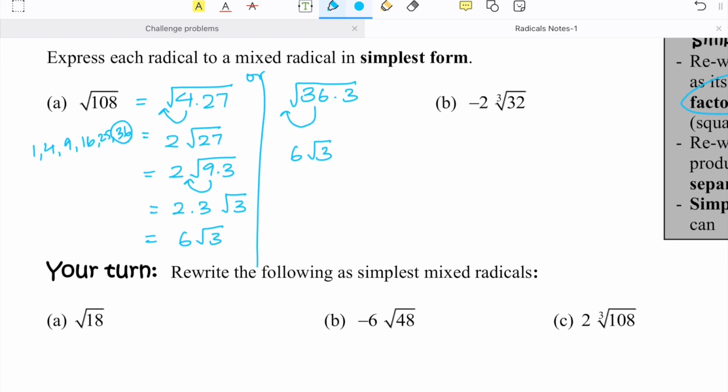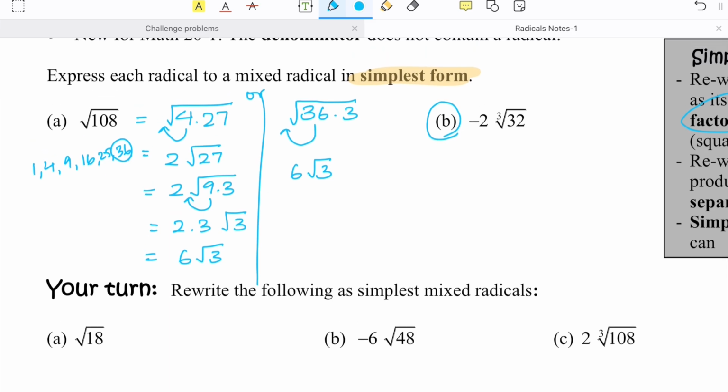Let's try part B over here. So they want us to have it in the simplest form. Whenever they say simplest form, it means mixed radical. In the simplest form, so that you cannot stop over here. You'll have to have it in the simplest form.